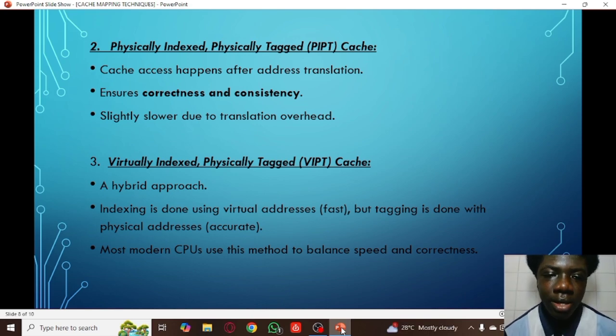The third is virtually indexed, physically tagged cache. The VIPT cache is a hybrid approach. Under the VIPT cache, indexing is done using the virtual address, which is fast, but tagging is done with physical addresses, which is accurate. Most modern CPUs use this method to balance speed and correctness.